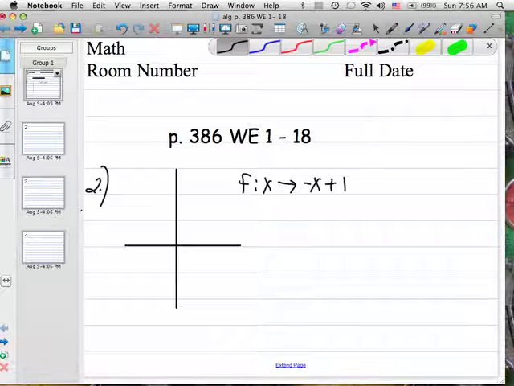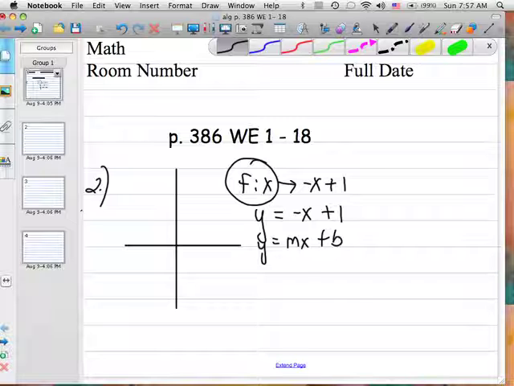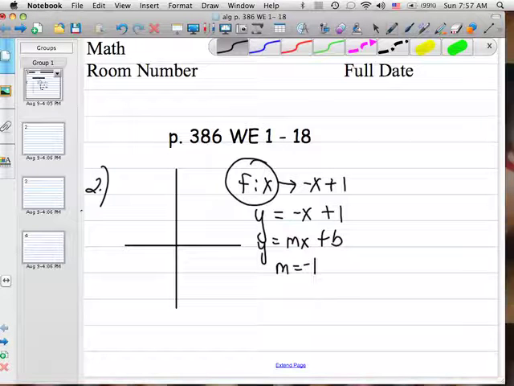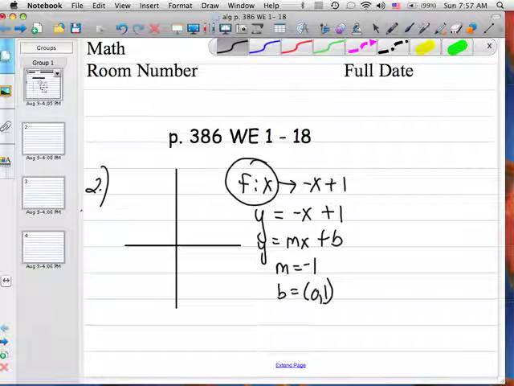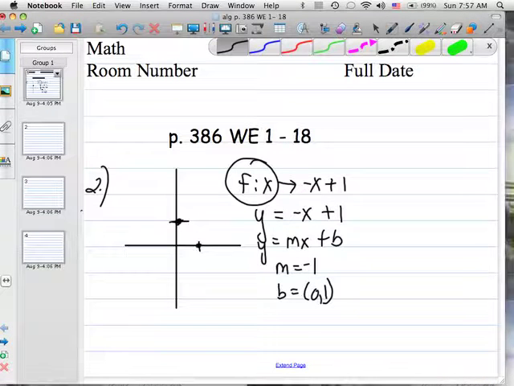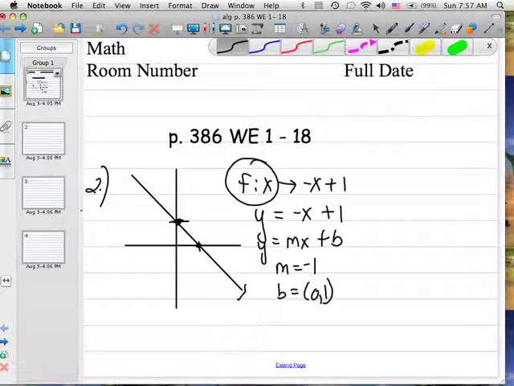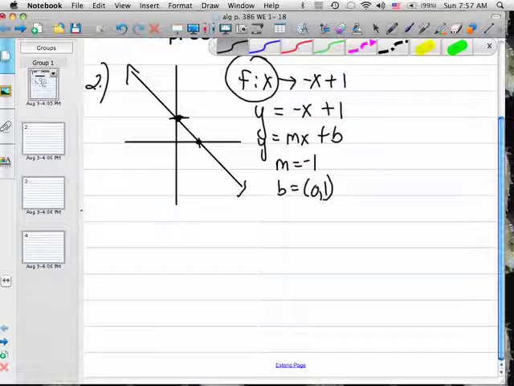So I'm going to turn that into slope-intercept form. This can be just y. Y equals -x plus 1. So in slope-intercept form, y equals mx plus b. The slope is -1, the number in front of x, and the intercept is 0, 1. So graphing that, I plot x is 0, y is 1. And the slope is -1, so I go down 1, right 1, and connect that with a line. Remember, these are linear equations. They make lines because the exponent is to the first power on that x.